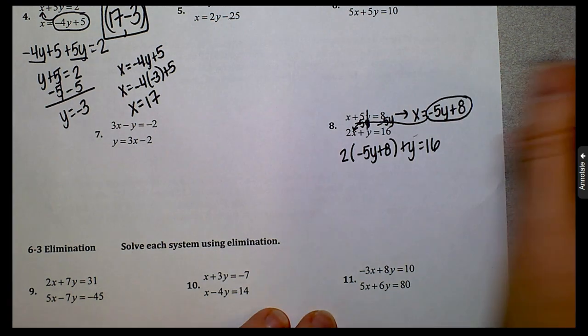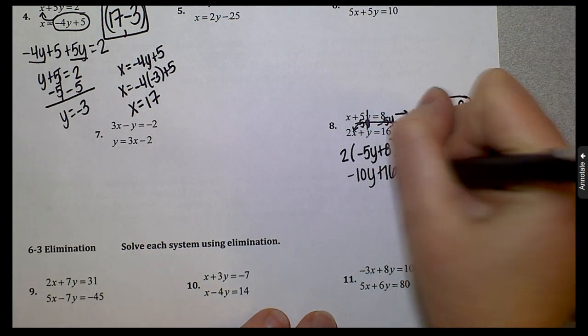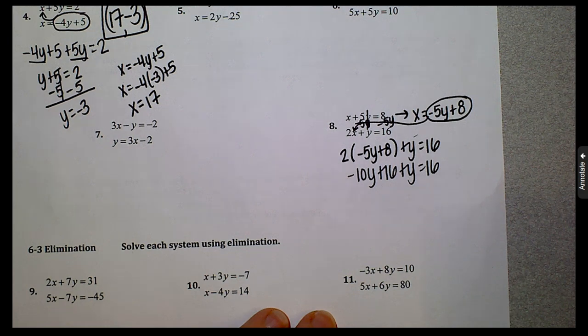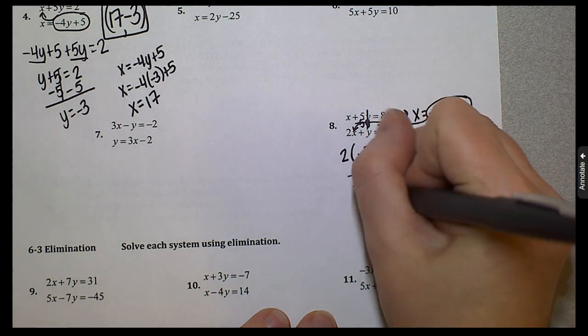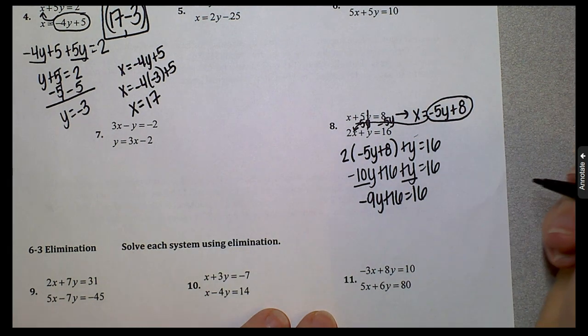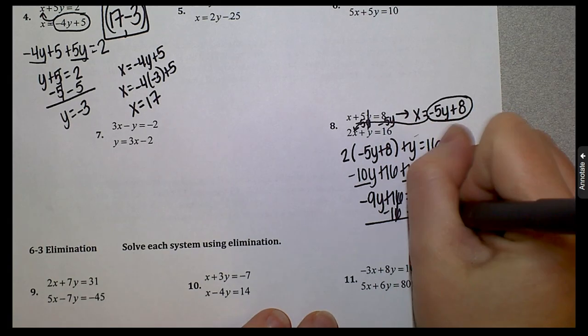And now we just have a little solving to do. What do we got? Negative 10y plus 16 plus y equals 16. All right, let's combine these like terms. That gives me negative 9y plus 16 equals 16. And let's do a little solving. A few steps here.